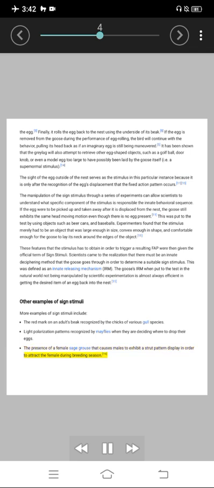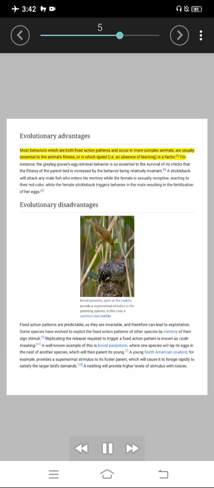Evolutionary advantages. Most behaviors which are both fixed action patterns and occur in more complex animals are usually essential to the animal's fitness, or ones in which speed, i.e. an absence of learning, is a factor. For instance, the grey-lag goose's egg retrieval behavior is so essential to the survival of its chicks that the fitness of the parent bird is increased by the behavior being relatively invariant.